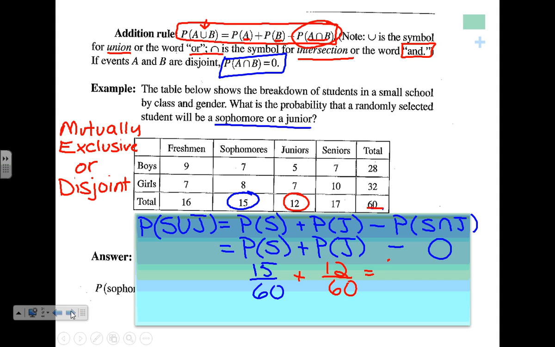And so that is, of course, 27 over 60, and we could simplify that if we wanted to. Notice we could have found that without our formulas. We know right here are the people that are sophomore or junior, and we could just put it over 60, and that's fine. You don't have to use a formula every time, but you need to be able to use it with and without a formula, because depending on what you're going to be given, sometimes you'll need the formula. But if you can look at the chart and do it without, that's definitely fine.